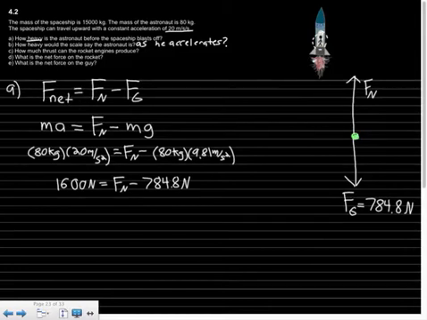So we have some force minus 784.8 equals 1,600. We now need to figure out that unknown force by adding them together. 1,600 newtons plus 784.8 newtons. Thank you very much. 2,384.8 newtons is equal to the normal force, which is the force of the scale pushing up.